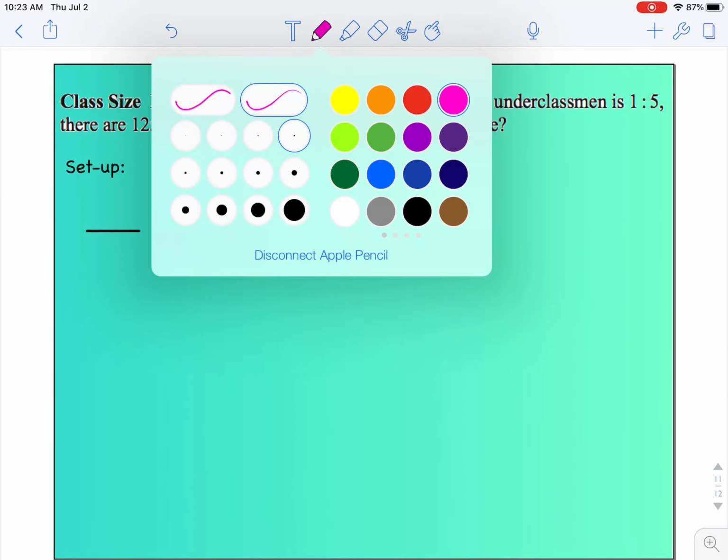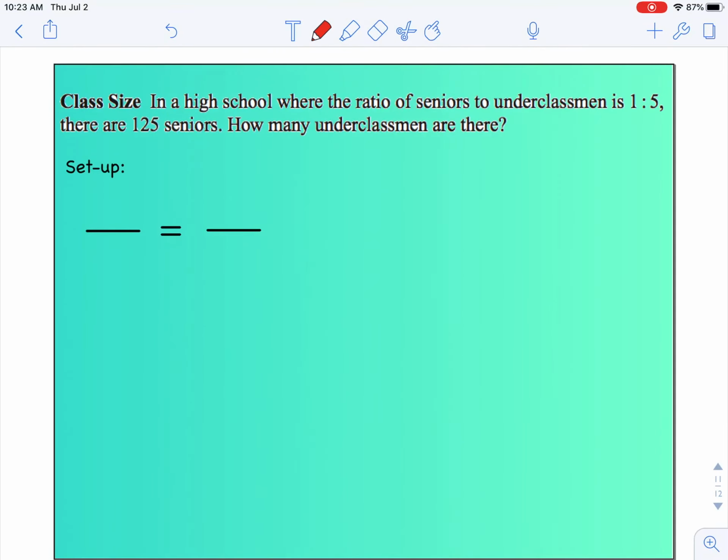Okay, here's another example. It says, in a high school where the ratio of seniors to underclassmen is 1 to 5, there are 125 seniors. How many underclassmen are there? So we know that the seniors to underclassmen is 1 to 5. We know how many seniors there are. We're trying to find how many underclassmen there are.